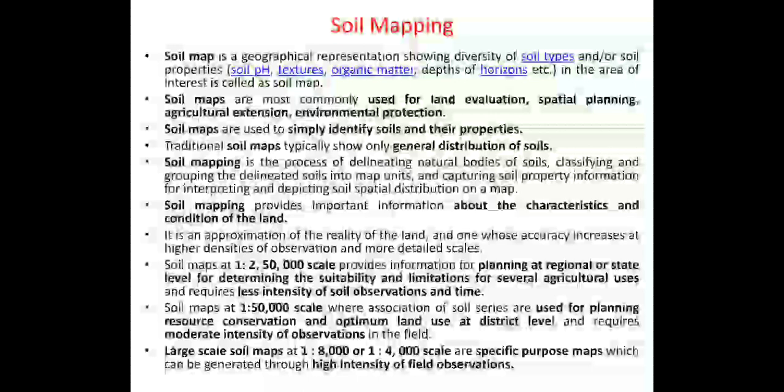Soil maps are commonly used for land evaluation, spatial planning, agriculture extension, and environmental protection. The maps can be created for soil as well as soil fertility, and are mainly used to categorize or classify the land according to its utilization. Spatial planning means a specific area is used for planning different purposes. They are also used for agriculture extension and environmental protection.